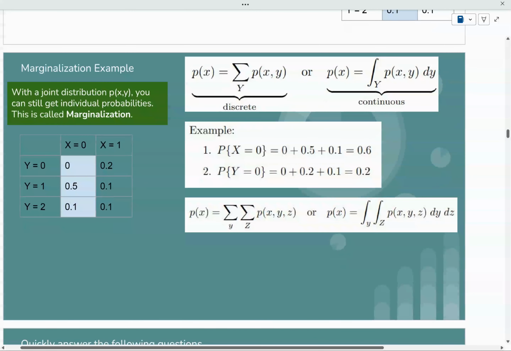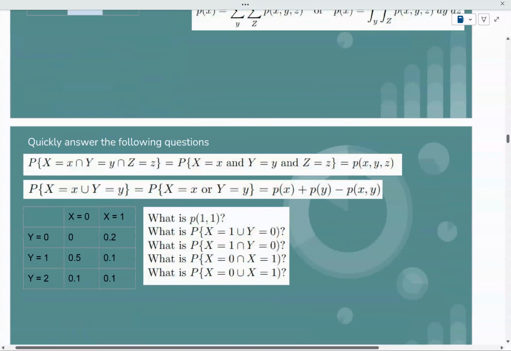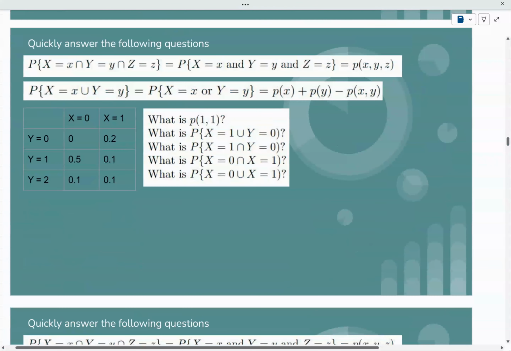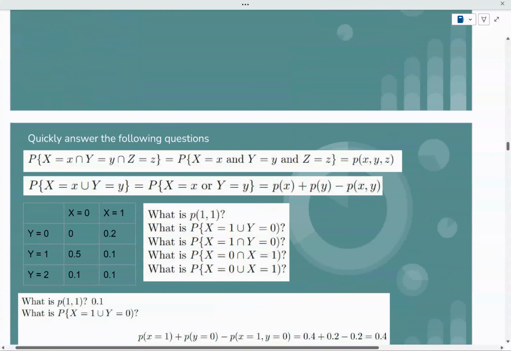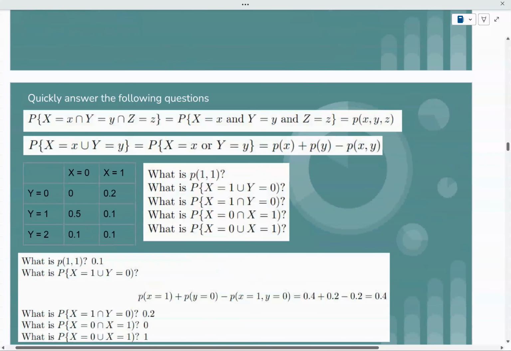All right, so over here is an example. If you want to find the probability x is equal to 0, which is just here, very simple, it should be 0.6. You simply add that up. You're trying to find the probability y is equal to 0. Here we go. It should be 0.2. So this marginalization, discrete at least, should be pretty easy. Okay, let's quickly answer these questions. Why don't you pause the video and see if you can do this? The answer is on the next page, so you're welcome to take a look.